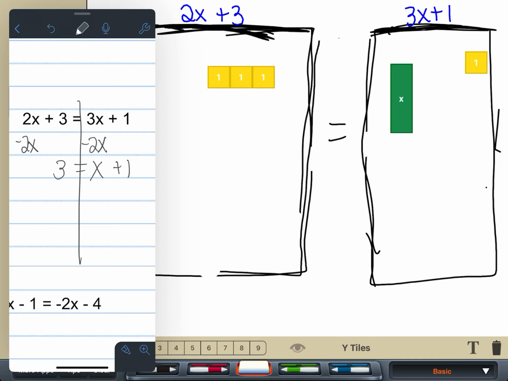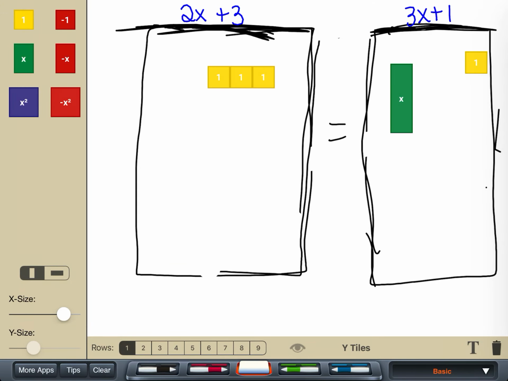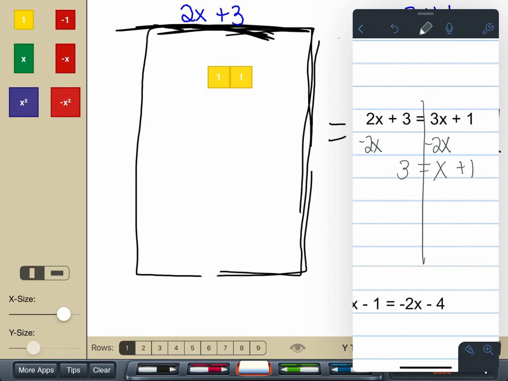And then from there, you could really just solve that algebraically, but just to model it, we want to get rid of that 1 by adding a negative 1 to both sides. And there's your answer right there. So we would add a negative 1 on both sides, and then we get x is equal to 2. And we can check it.